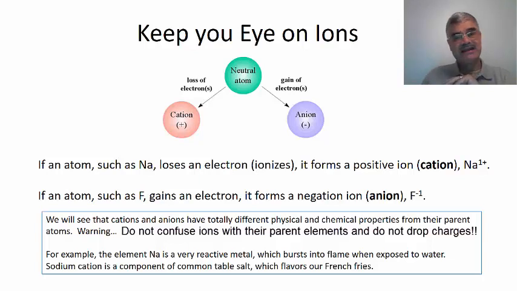And we'll see that cations and anions have totally different physical and chemical properties from their parent atoms. Do not confuse ions with their parent atoms, and do not drop charges. It's a major sin to drop charges. That is, sodium, Na, is different than Na plus 1. To give you an example in terms of physical properties, the element sodium is a very reactive metal, will burst into flames if exposed to water. But sodium cation is a common component of sodium salt, and you put it on your French fries.